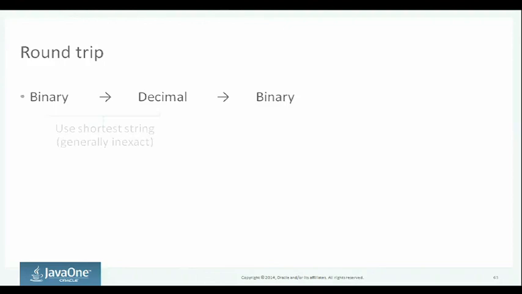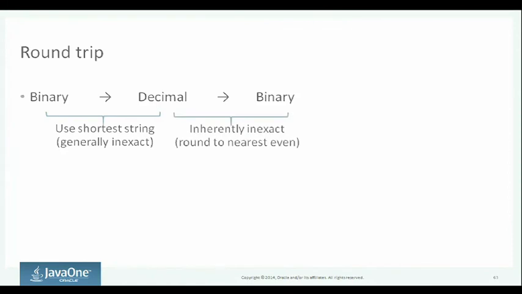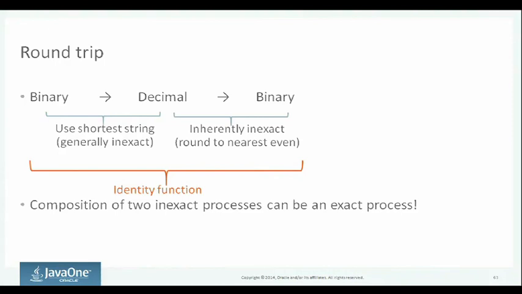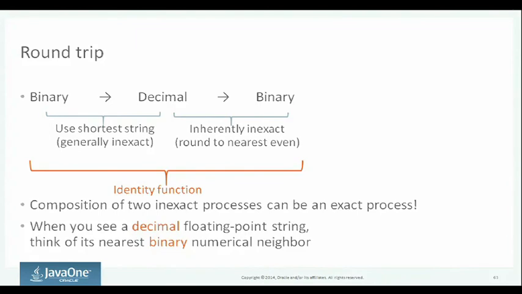All right, so if we have the binary to decimal conversion, we use the shortest string for that, and that's generally inexact. Then we have the decimal to binary conversion, and that's inherently inexact. But by being careful, this composite function is actually the identity function. So we take two inexact processes and we get an exact process back. So that's kind of cool. And the takeaway message here is when you see a decimal floating point string, think of its nearest binary neighbor instead.